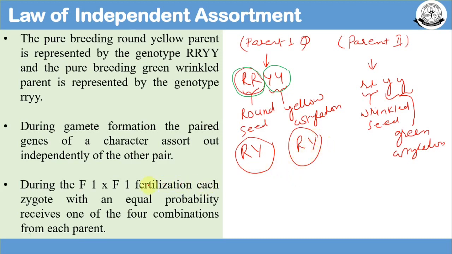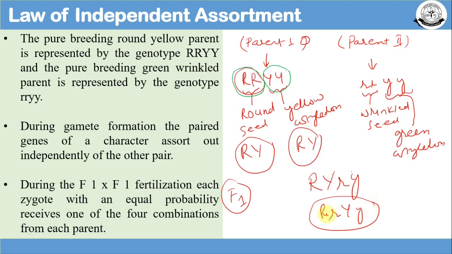Okay, clear? Okay, next. During the F1 fertilization, that means when the F1 generation is self-fertilized, each zygote has an equal probability to receive one of the 4 combinations. So when we cross these two, what do we get? We get the F1 generation in the form of this, or when you rearrange, you can arrange like this, right?